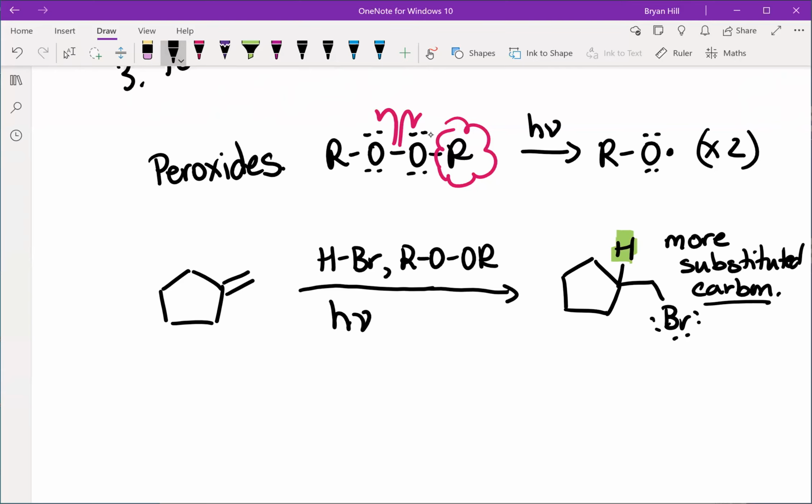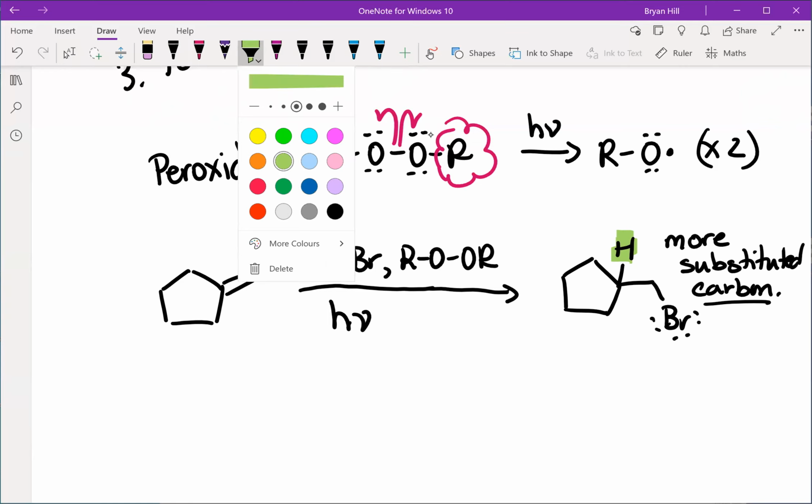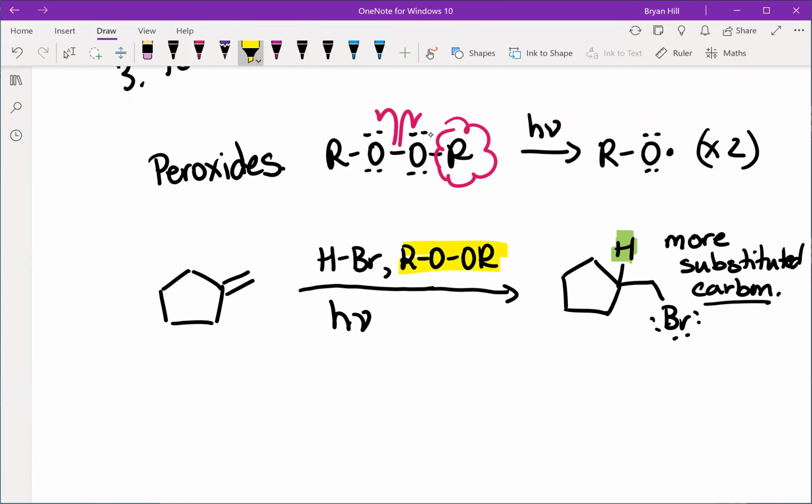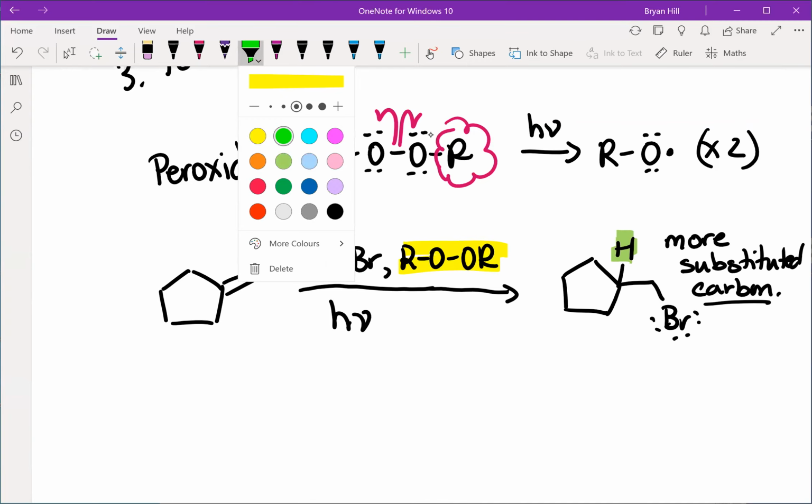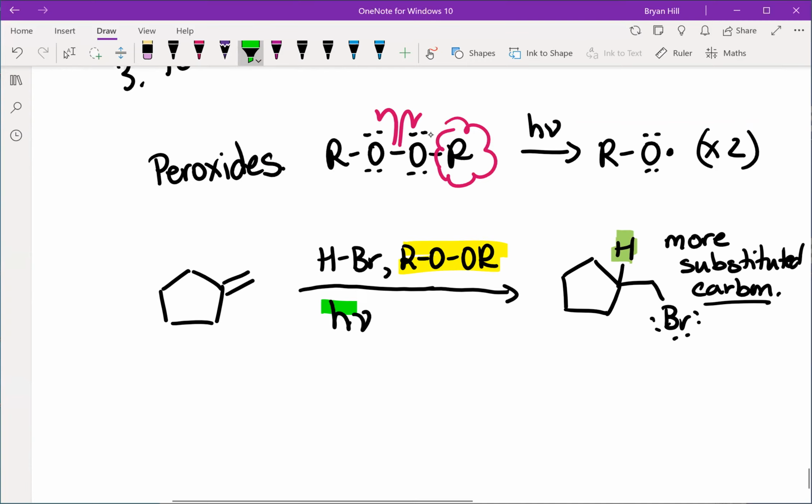So the main thing we're doing is we're adding the peroxide to the reaction. And the second key fact is that we're making this reaction a radical reaction by using UV light. So how does this work? The mechanism.